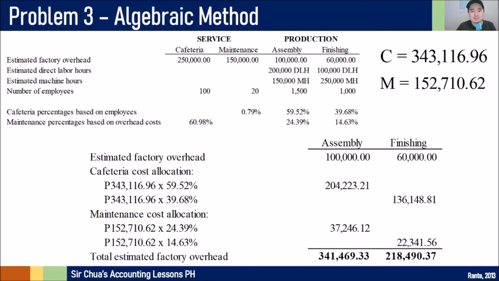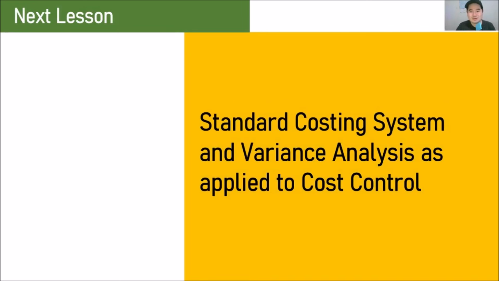And that has been our discussion of activity-based costing and service cost allocation methods. And our next lesson is standard costing system and variance analysis as applied to cost control.